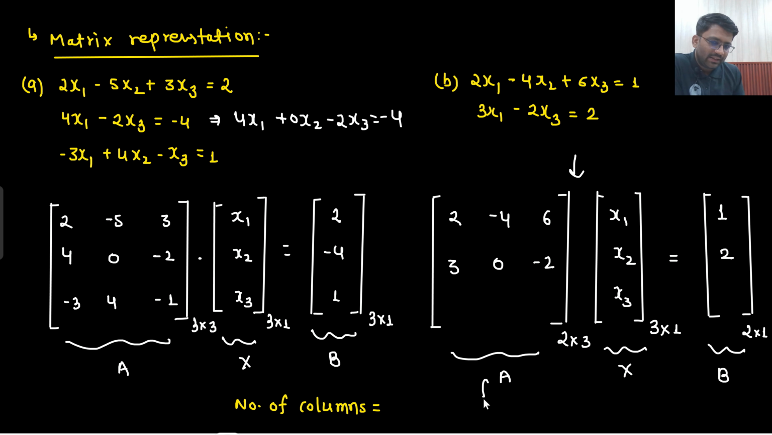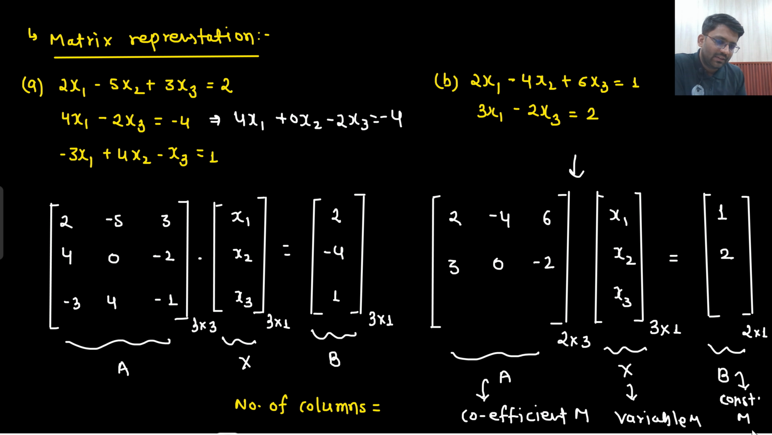Understandable? So this A is known as the coefficient matrix. This X is known as the variable matrix. And this B is known as the constant matrix. Because they are the coefficients, no? The coefficient of x1 is 2, the coefficient of x2 is minus 4, the coefficient of x3 is 6. So this is the coefficient matrix, X is the variable matrix, and this is your constant matrix.